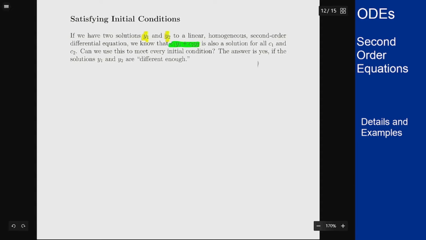I'm going to have two initial conditions, say y at t0 equals a, and y prime at t0 equals b, and I want to know if my two constants here are good enough to meet all initial conditions. Let's see what happens.